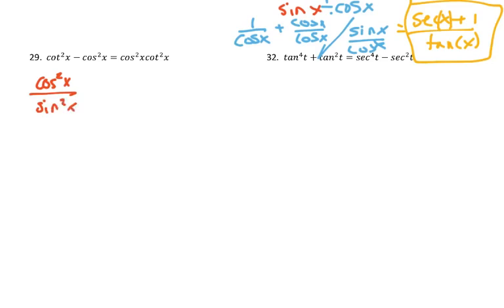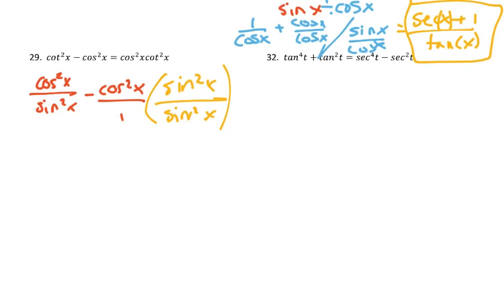And then that cosine squared is going to just stay cosine squared. And now I'm trying to get these to subtract, so I need a common denominator. So this one's missing a sine squared in its denominator, so we'll just multiply that in. And so now we have cosine squared of x over sine squared of x minus cosine squared x sine squared x over sine squared x.